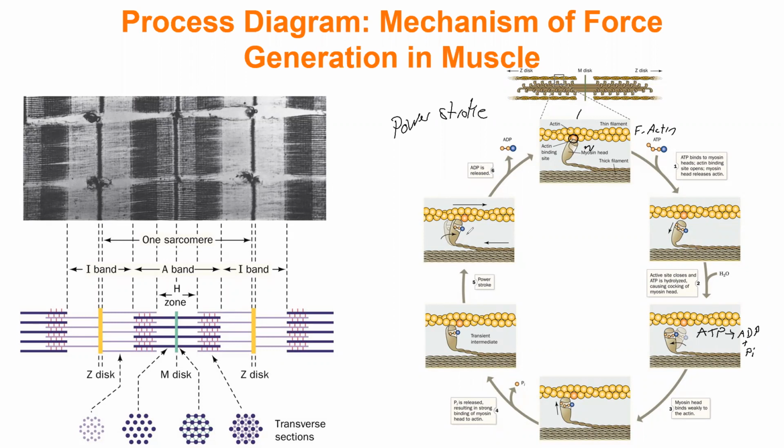After the power stroke is done, we release ADP, and we can do this again. So that's how your muscles contract. And every year when I do this, I like to give a visual demonstration. So I'm going to stop the sharing so I can get on the camera here.